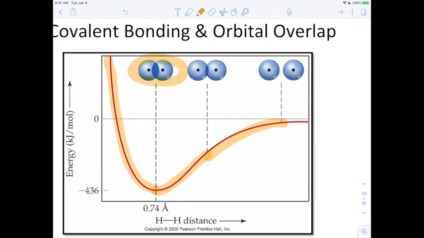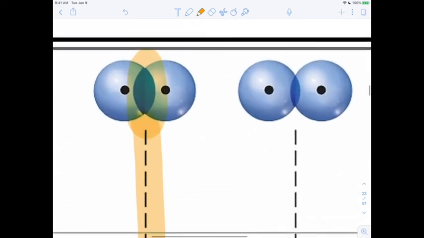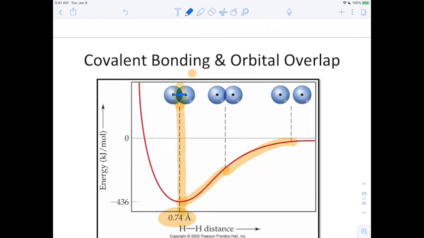So they have to find that perfect spot where they are overlapping, but they are not so close that they have repulsion between the two nuclei or between the two electron groups. And when they find that perfect spot, that lowest energy spot, that's what we consider the bond distance. So we take the bond distance as the distance between the two nuclei when they are overlapped at their lowest energy. So any questions about that?